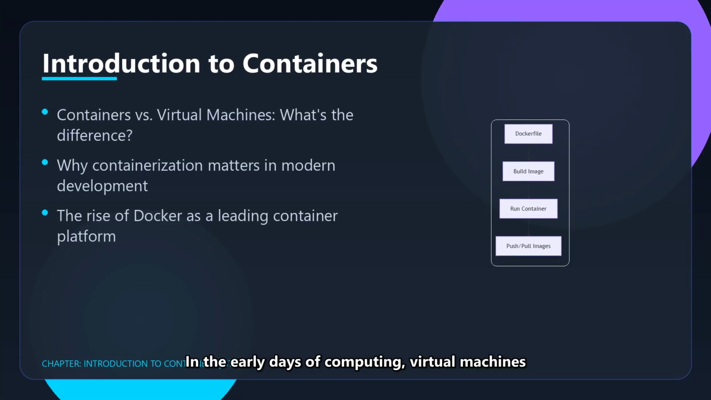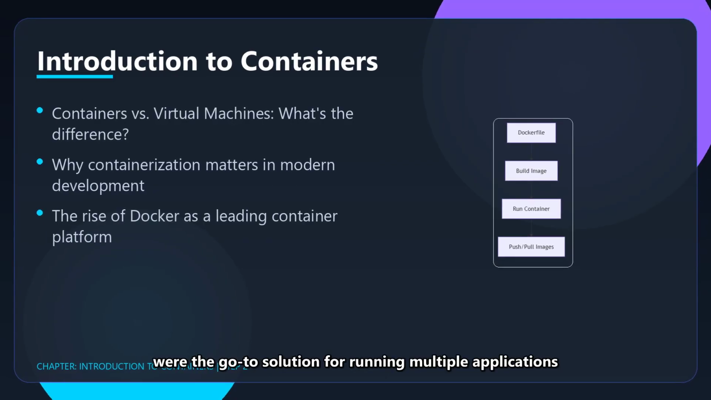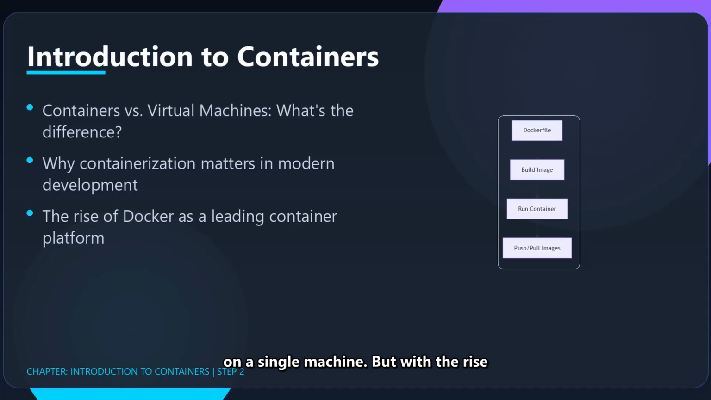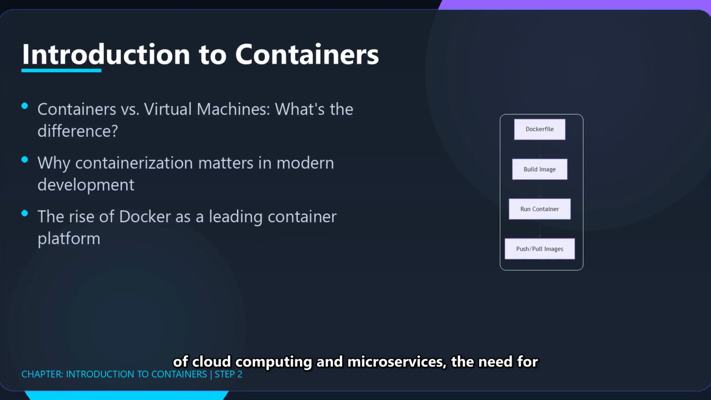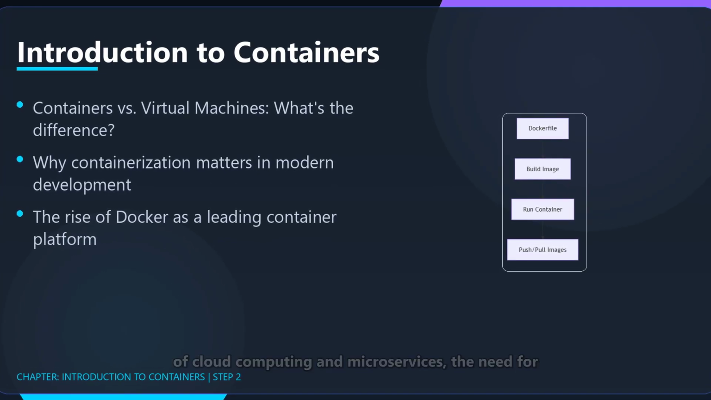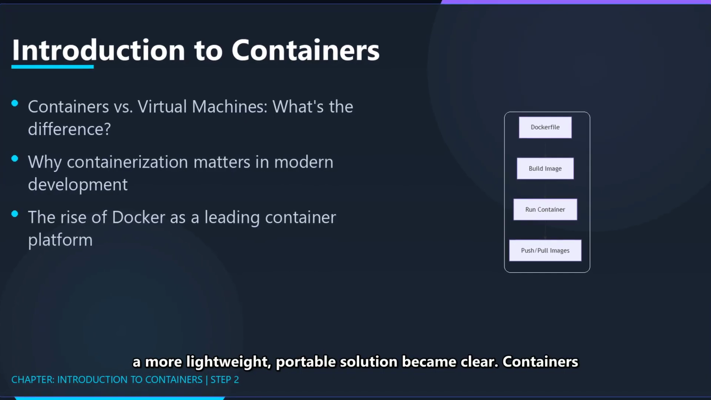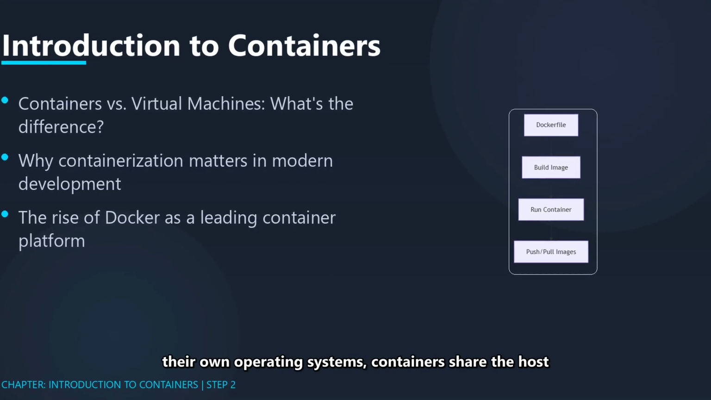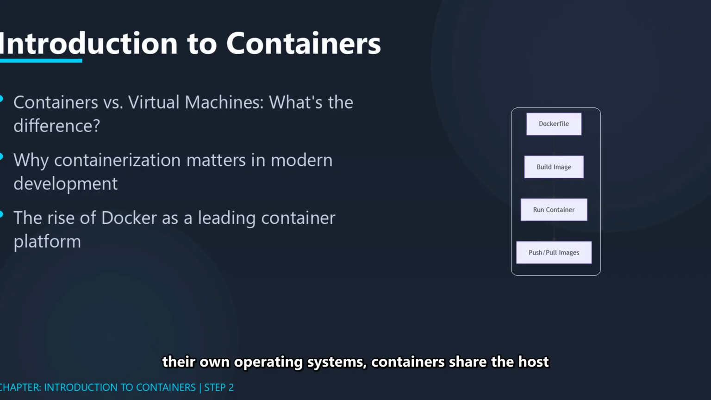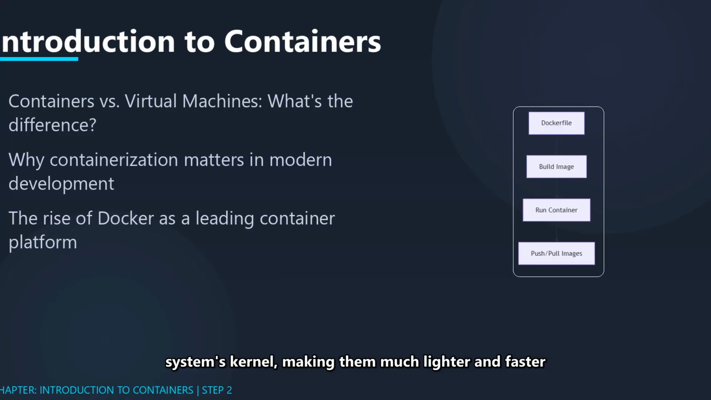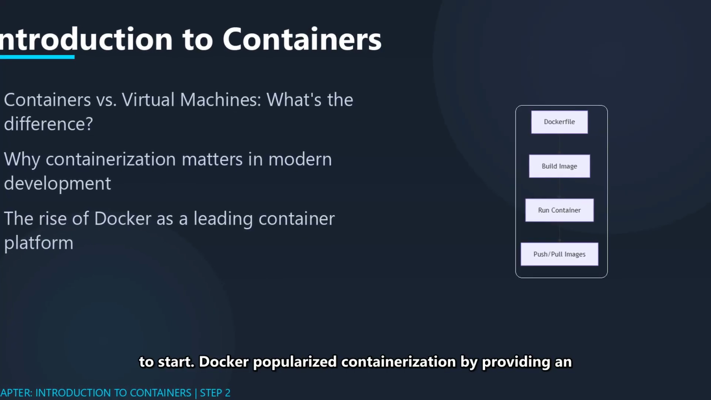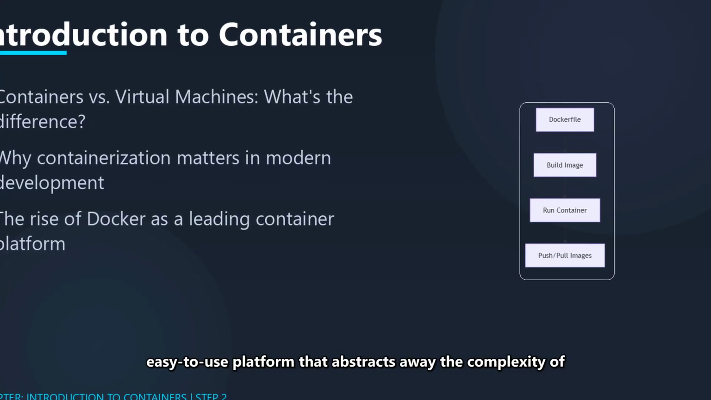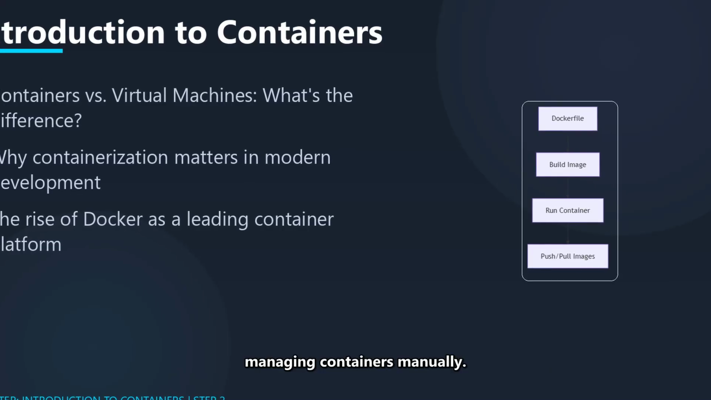In the early days of computing, virtual machines were the go-to solution for running multiple applications on a single machine. But with the rise of cloud computing and microservices, the need for a more lightweight, portable solution became clear. Containers emerged as this solution. Unlike VMs, which have their own operating systems, containers share the host system's kernel, making them much lighter and faster to start. Docker popularized containerization by providing an easy-to-use platform that abstracts away the complexity of managing containers manually.